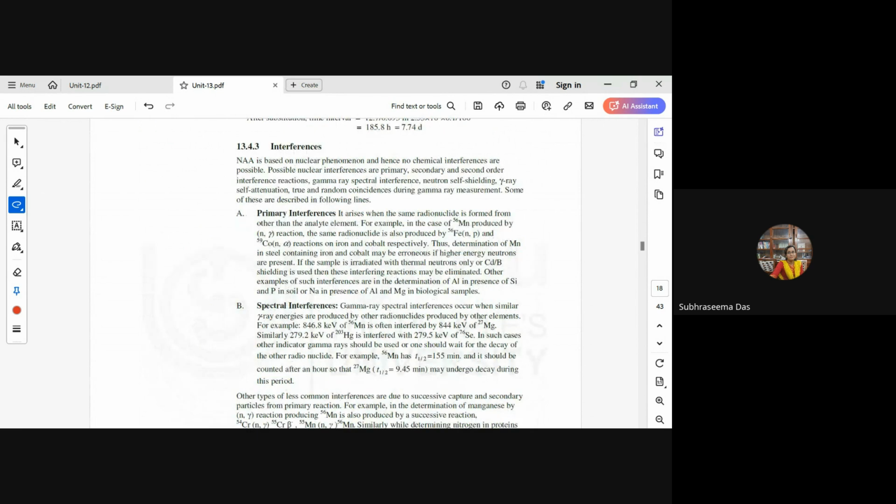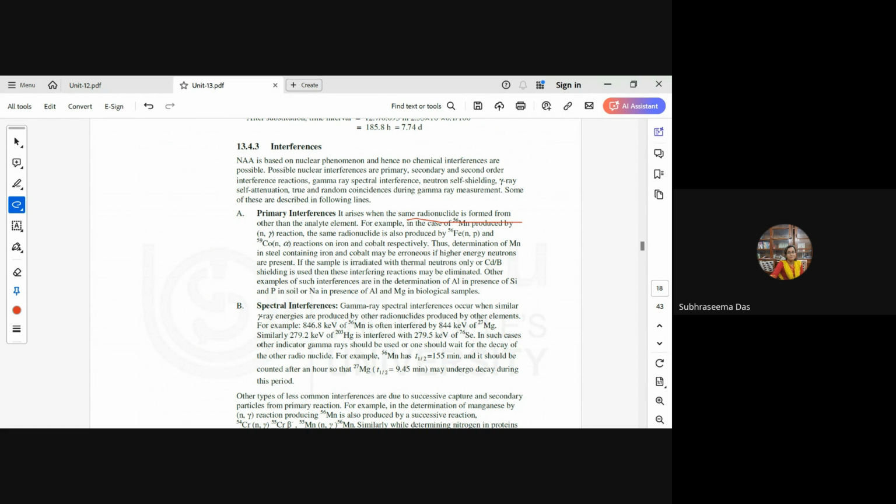Some of the interferences are like the primary interference. This interference arises when the same radionuclide is formed from an element other than the analyte element. For example, 56Mn is produced by the (n,gamma) reaction. The same radionuclide is also produced by the 56Fe (n,p) reaction and the cobalt 59 (n,alpha) reaction.